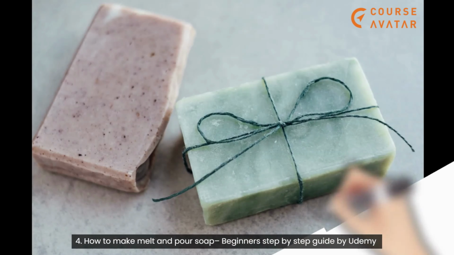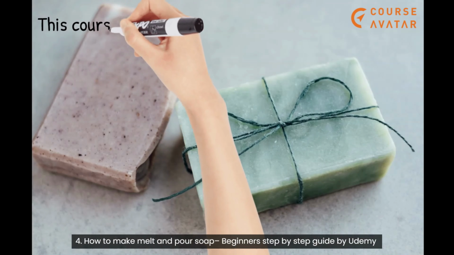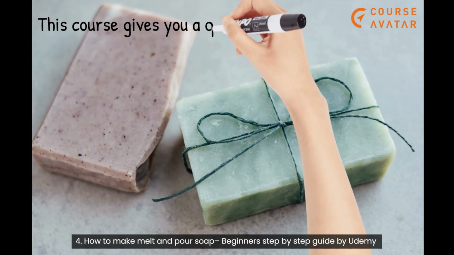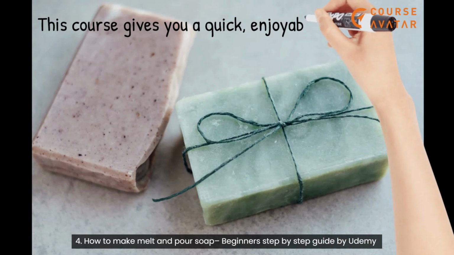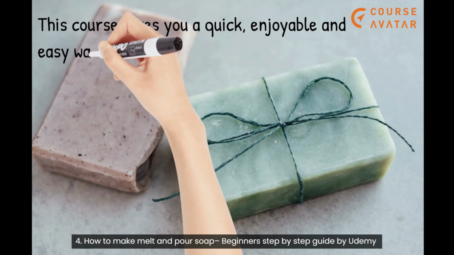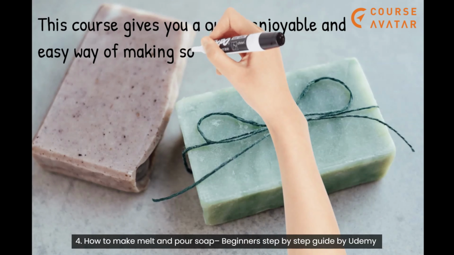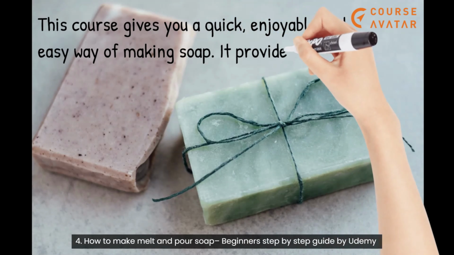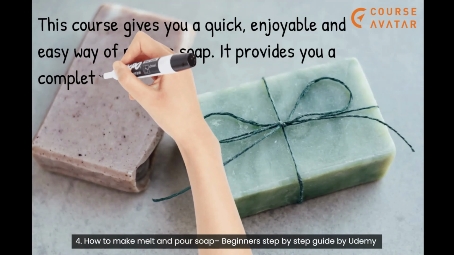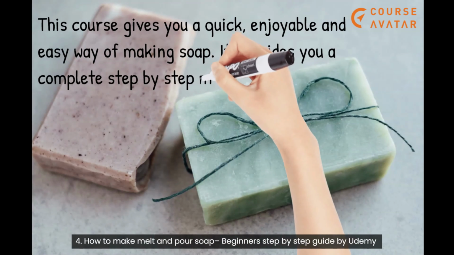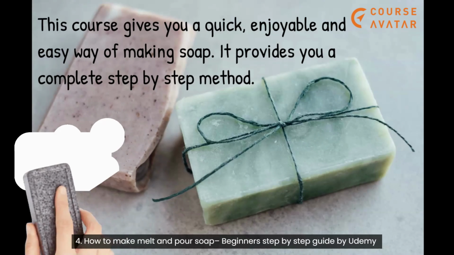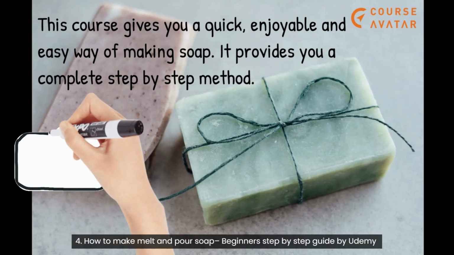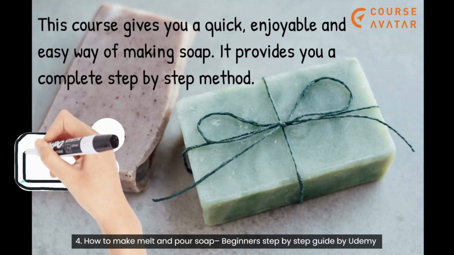Fourth course, how to make melt and pour soap, beginner's step-by-step guide by Udemy. This course gives you a quick, enjoyable and easy way of making soap. It provides you a complete step-by-step method. Topics covered in this course are: what you need to get started, ingredients, making a basic bar of soap, additives, creating stunning effects, embedding, sugar scrub bars, troubleshooting, wrapping, and storing your soap, bonus section.